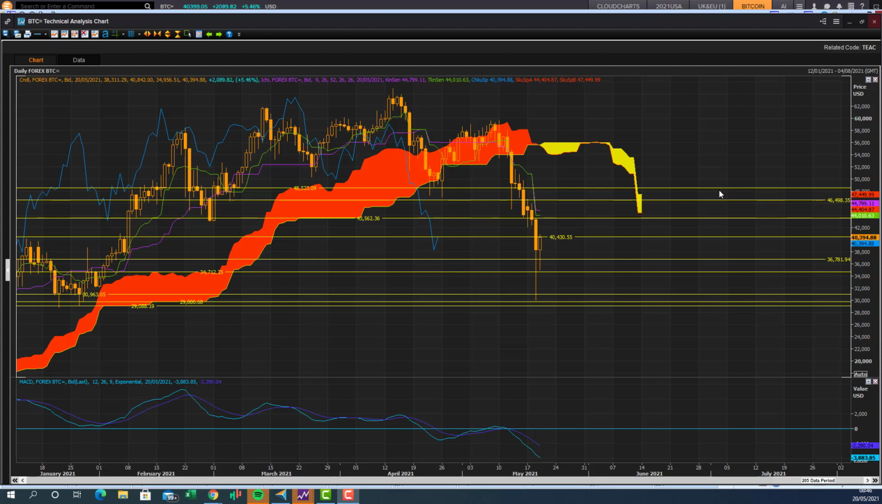Morning traders, Richard here doing a quick Ichimoku cloud chart market review of Bitcoin in view of the recent price action. In the last update, Bitcoin was testing this 43,562 zone. It did not rebound. It tried to rebound there. You can see the price action there was quite volatile at that level.